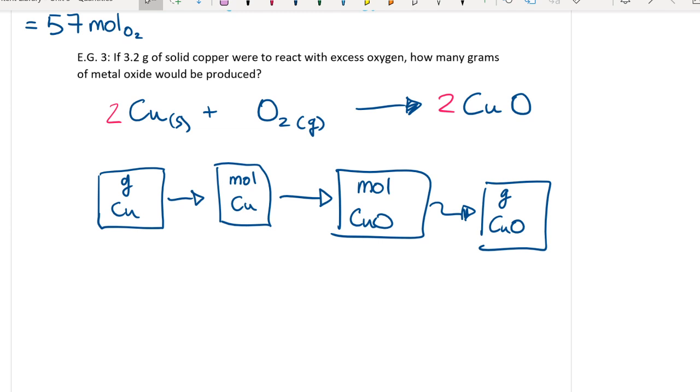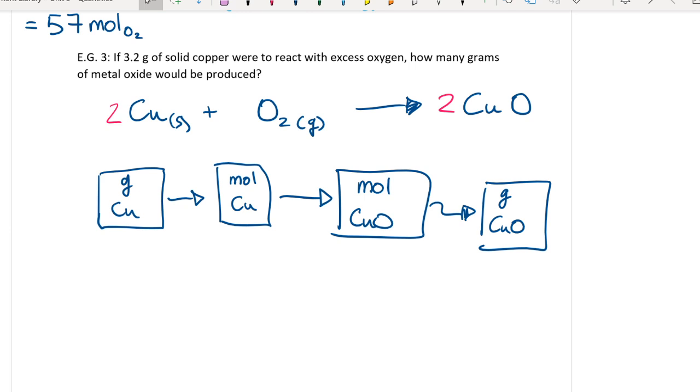So where's it going to go? Good. And because I want to know how many grams of metal oxide, but before I can know how many grams of metal oxide, I have to know how many moles of copper oxide. So let's put moles of copper oxide up here. Moles. Yep. Good. And now we have to figure out these numbers.